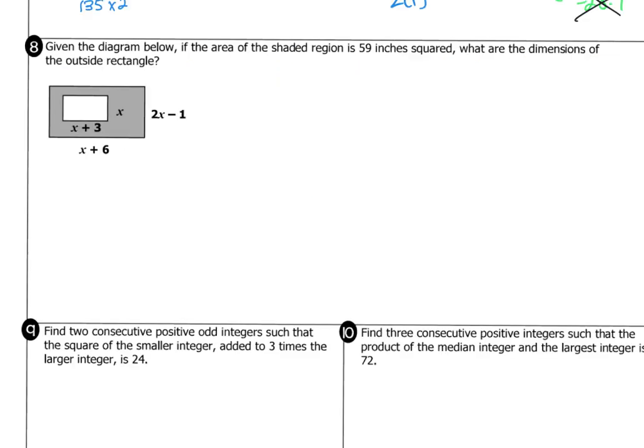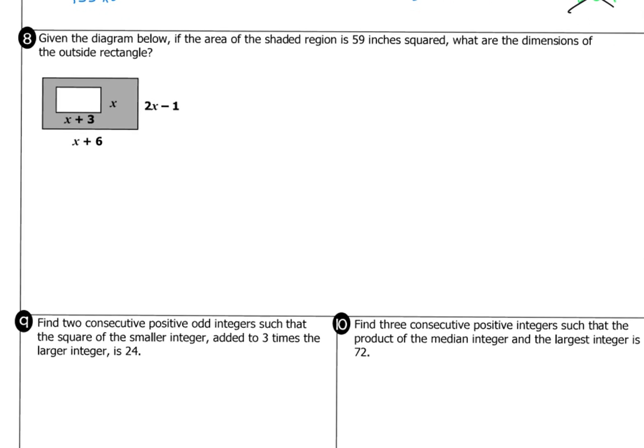Okay, on number 8, it says, given the diagram below, if the area of the shaded region, whoops, didn't mean to do that, the area of the shaded region is 59 inches squared, what are the dimensions of the outside rectangle? So you should notice here that we have 2 different rectangles, right? We have our outer rectangle here, and its length times width would be 2x minus 1 times x plus 6.